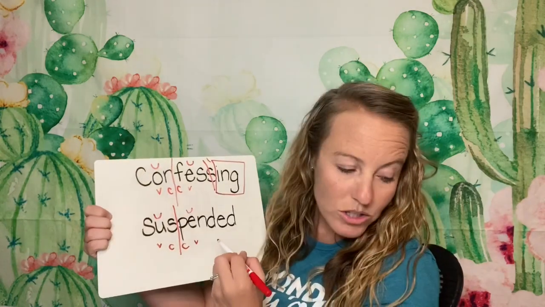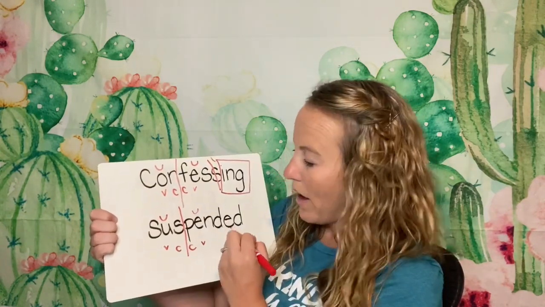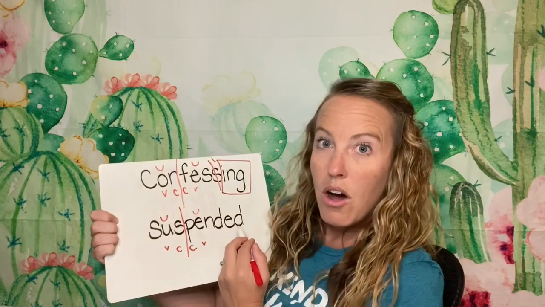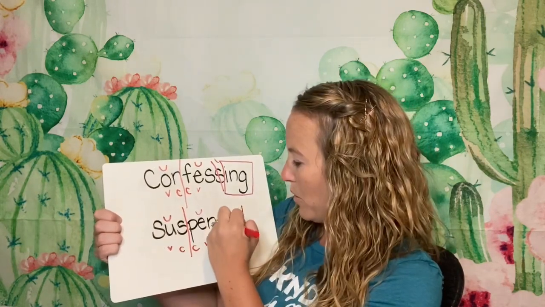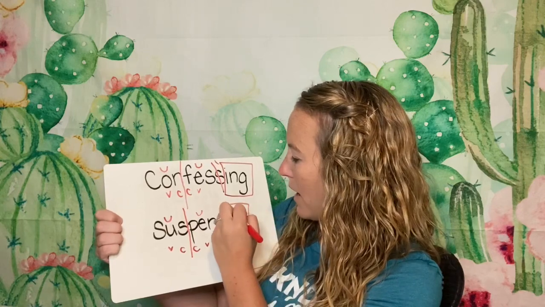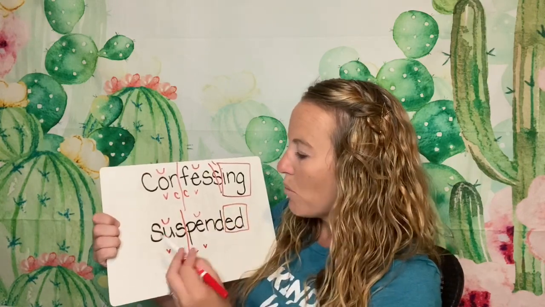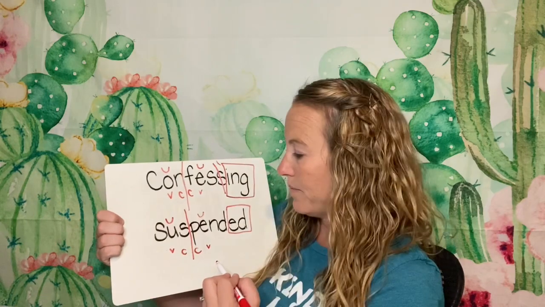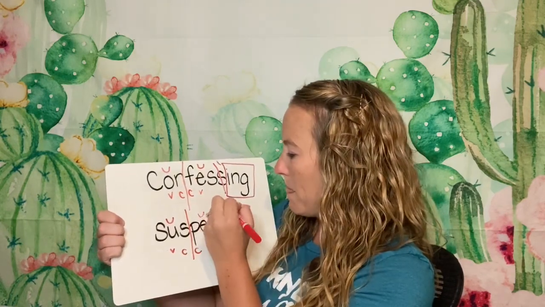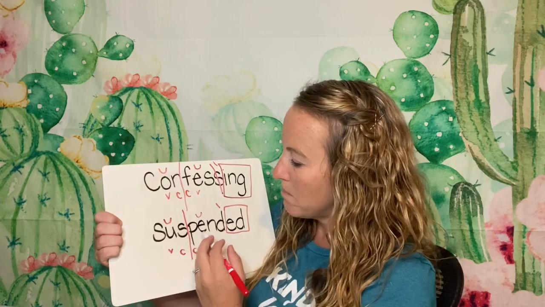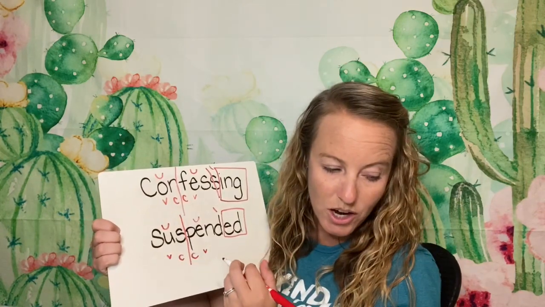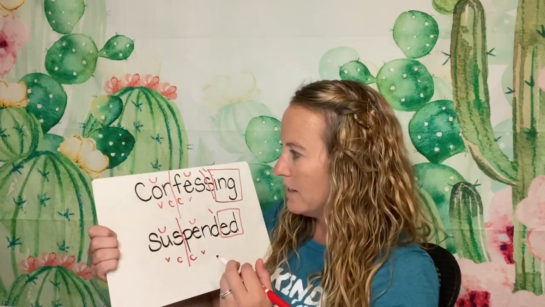And then we also code what? Suspended. Good job. We code it with a box. Excellent. And where does our word get accent? Good. Suspended. Suspended. Good job. Just like that.